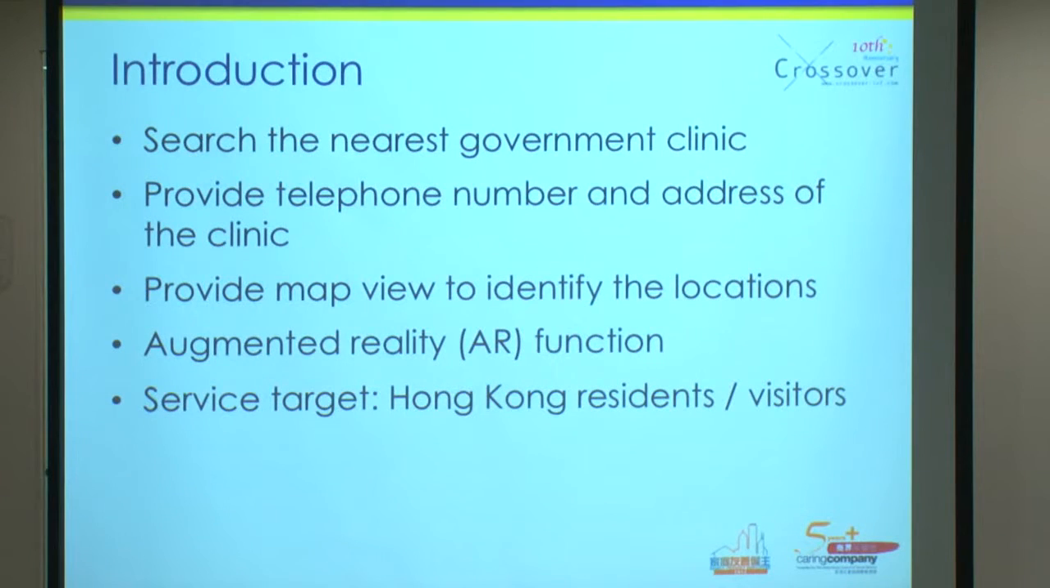And we use the map view to identify locations because when we make use of smartphones, you have a GPS. So in fact, we know where exactly you are. And we can find from the map view where the clinics are. And we have the augmented reality function. I will tell you more about the augmented reality function. That means we make use of the real things and the virtual things together.